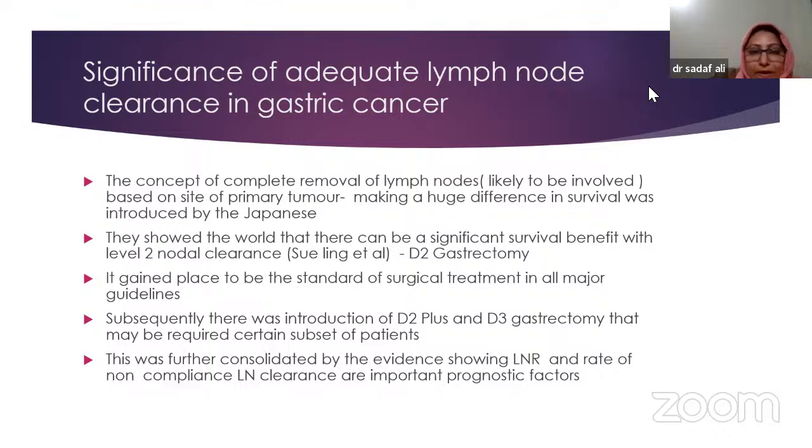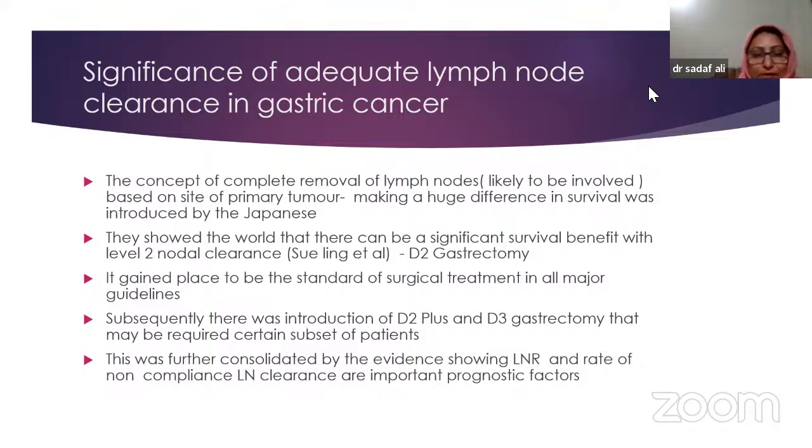The concept of complete removal of all lymph nodes likely to be involved based on the site of the tumor, making a huge difference in survival, was first introduced by the Japanese. They showed the world that there can be a significant survival benefit with level 2 lymph node clearance and labeled it as D2 gastrectomy, as we were all discussing. It gained a place as a standard in all major guidelines. And subsequently, there was introduction of D2 plus and D3 gastrectomy that may be required in a certain subset of patients.